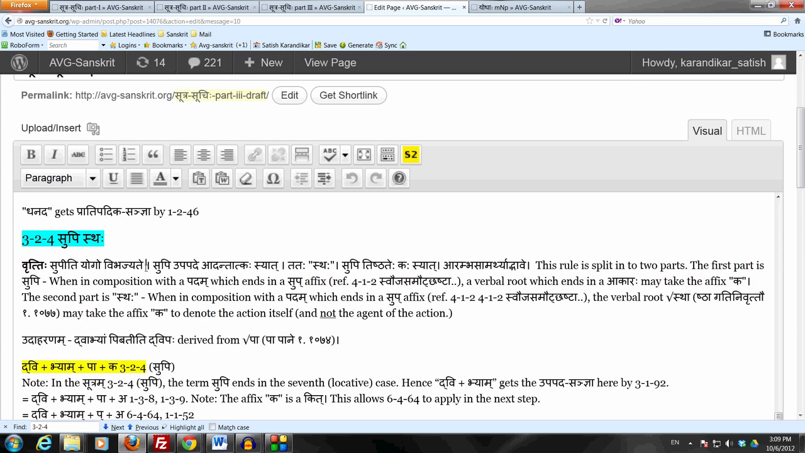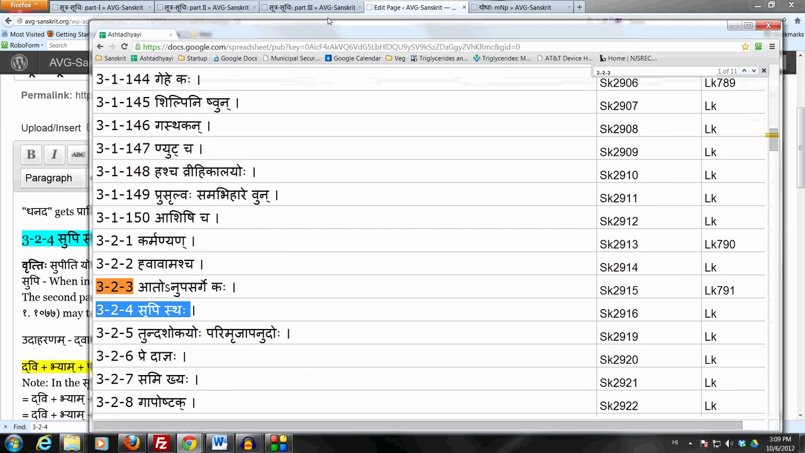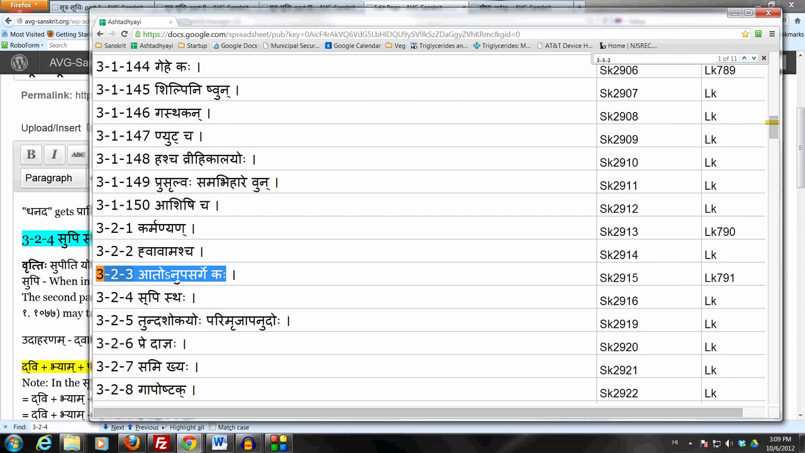And how is it split? Supi iti means as supi. So the portion supi is split out as a separate sutram. And the meaning of that part, supi, which is now taken as an individual sutram, is: supi upapade adantat kaha syat. Now recall that the prior sutram, which we studied, which is 323, says ato nupasarge kaha. And the vritti of ataha and kaha is coming from the prior rule, which we just studied.